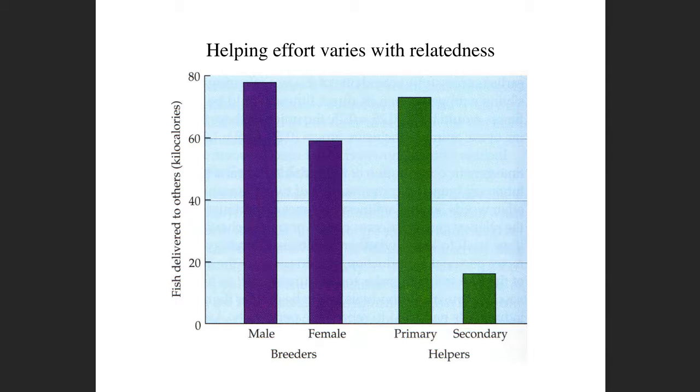What you can see is the primary helpers are right up there with the actual breeders in how much food is delivered. The secondary helpers are delivering much less food, which doesn't make sense if the only explanation is the proximate explanation that begging stimulates feeding behavior. However, this difference does make sense under kin selection, that individuals should be much more likely to help their closest relatives.